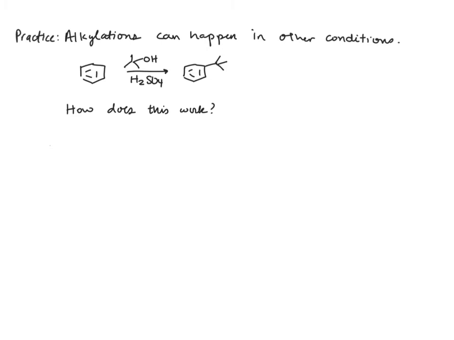Alkylations can happen in other conditions. How is this going to work? We've got a reaction of tert-butanol and sulfuric acid, and we form tert-butylbenzene. So this is not a Friedel-Crafts alkylation, but it's still an alkylation. So I want you to take a minute and pause the video and see if you can figure out how this reaction works.